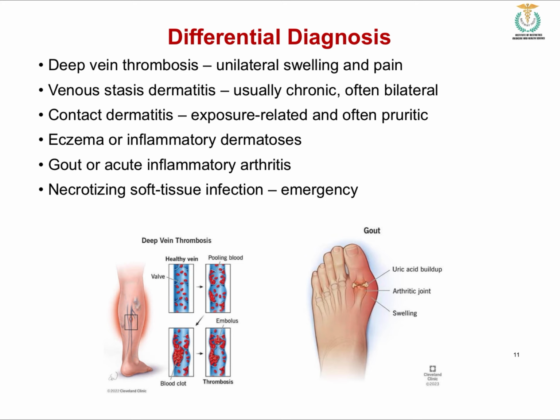And next is gout or acute inflammatory arthritis, which can cause a very painful red swollen area around the joint. And the most important dangerous differential is necrotizing soft tissue infection. That is an emergency, a surgical emergency. So these are the differential diagnoses.